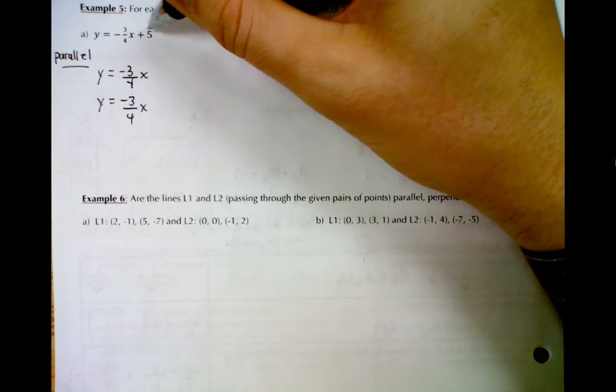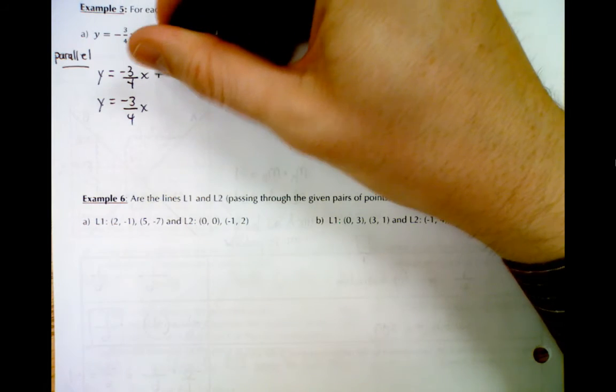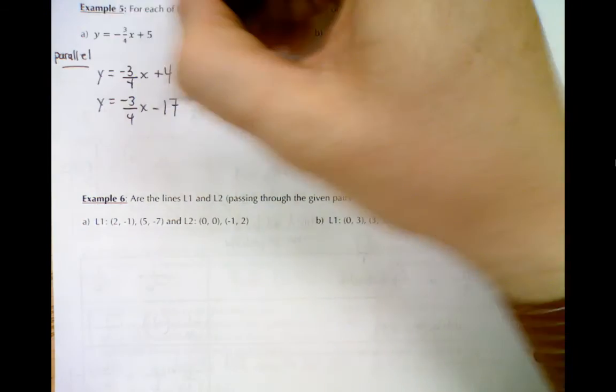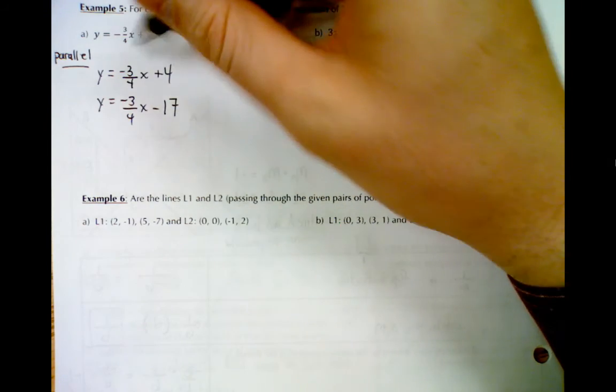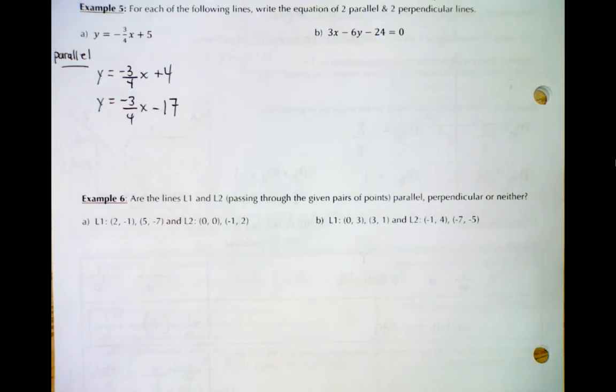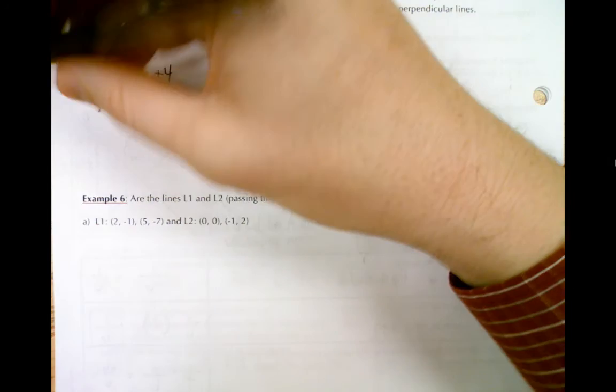So let's pick any number that's not 5. So we'll go with 4 and negative 17. We now have 2 different lines, because they have different starting points, with the same slope, which means that we have 2 parallel lines.